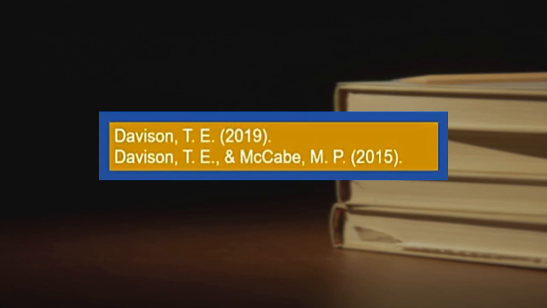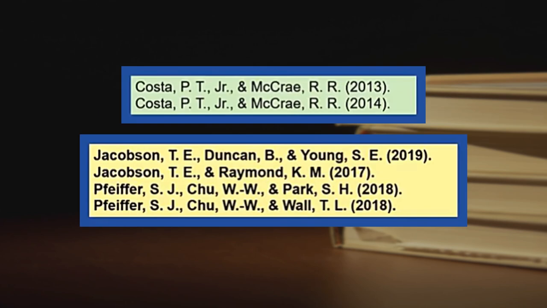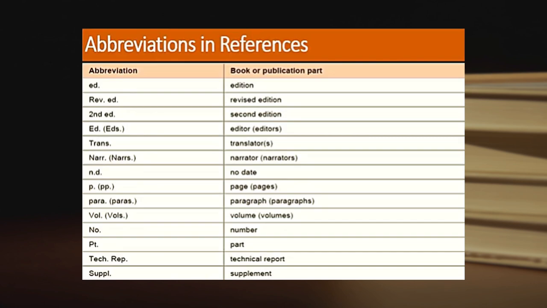If one author is there and the same author has a publication with another author in the reference list, the single author will come first and the author with someone else will come second. If the authors are the same, then the sequence will be by year. If the first author is the same but other authors are different, then the other authors' surnames will be used for fixing the alphabetical order.